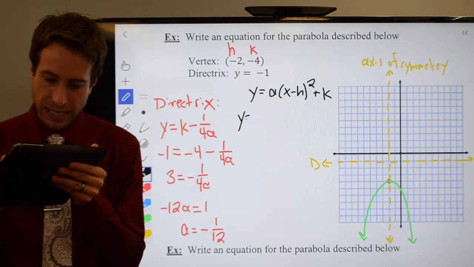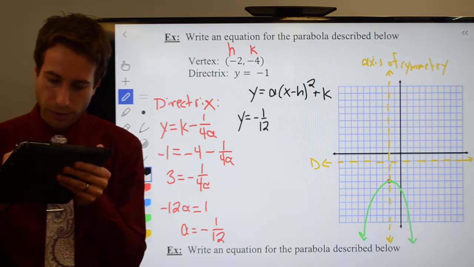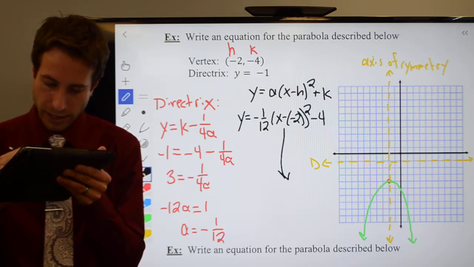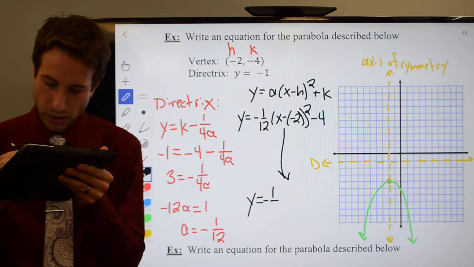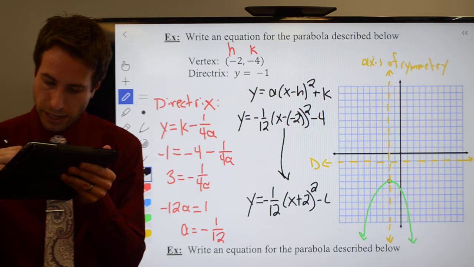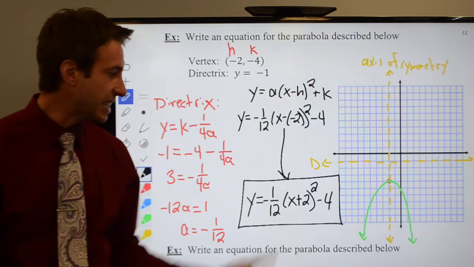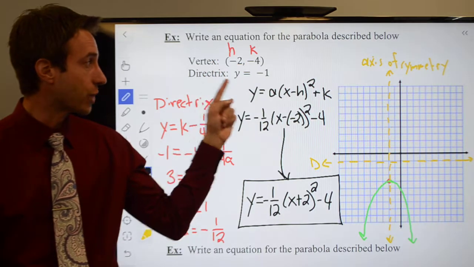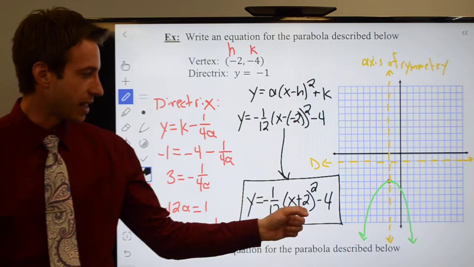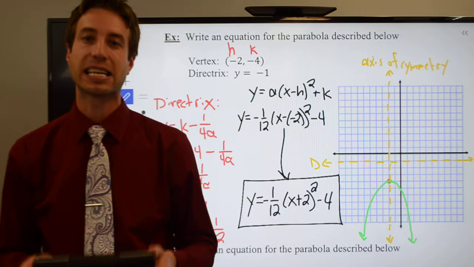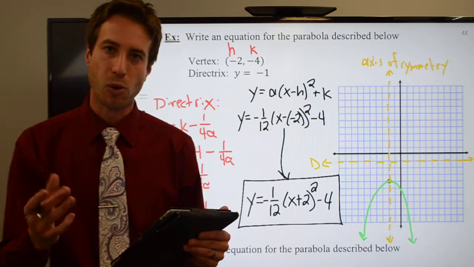So y is equal to minus 1/12 times (x minus, careful, h is -2, so minus a minus 2) and watch your signs, minus 4. So my final answer: y is equal to minus 1/12 (x plus 2) squared minus 4, and that is the equation for the parabola that has a vertex at (-2, -4) and a directrix at y equals -1. That's how these problems are going to go. I got a few more for you guys to do on the next page of the notes, so head on over. We'll do a couple more of these. I'll meet you guys there.